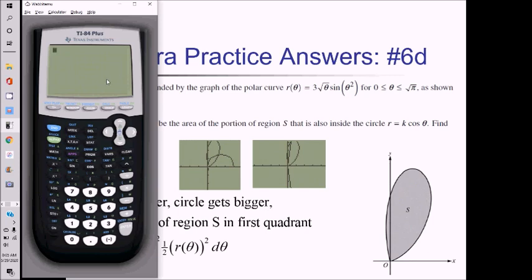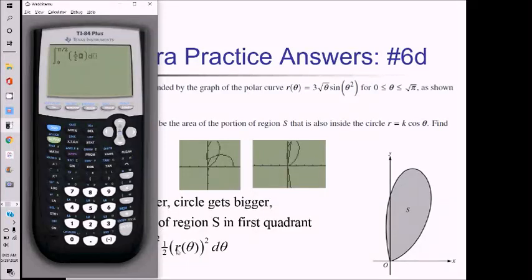Now, it's up to you whether you want to go back into func mode or stay in polar mode to do this integral. You can actually stay in polar mode. It won't really matter. So let me do math 9 for my integral. That's going to be from, we said 0 to pi over 2, just the first quadrant. So pi divided by 2. There we go. And inside we're doing 1/2. So fancy fraction time. 1/2.